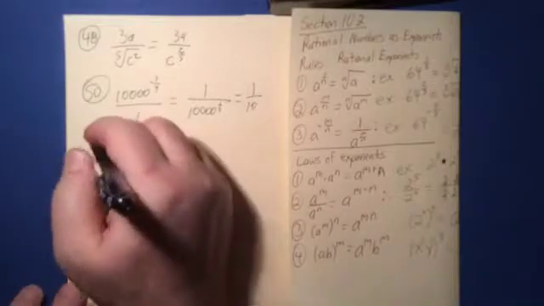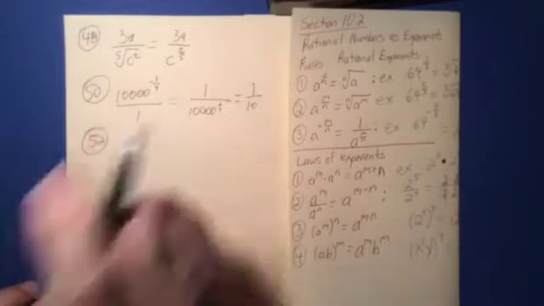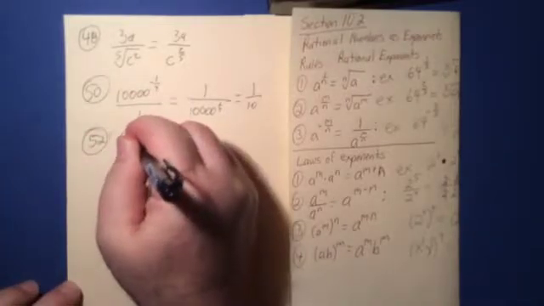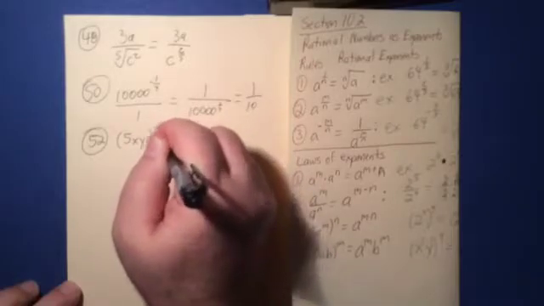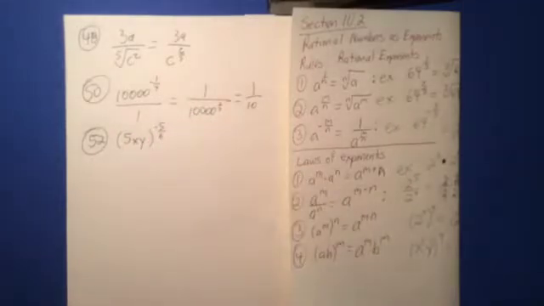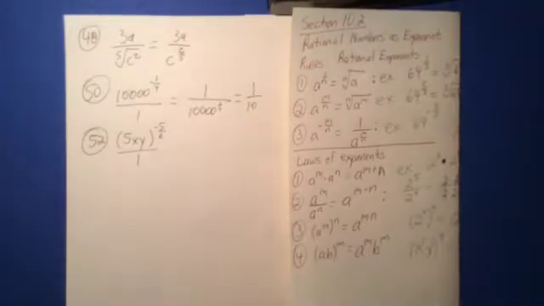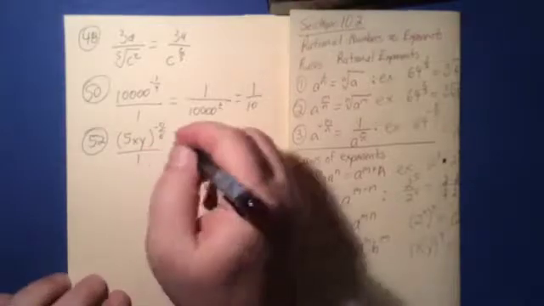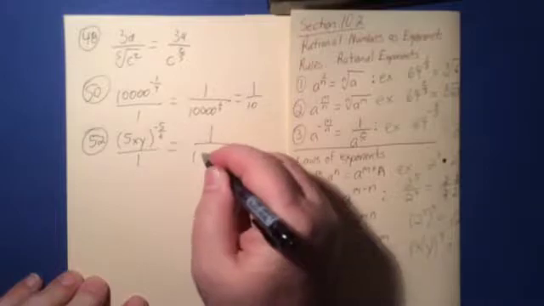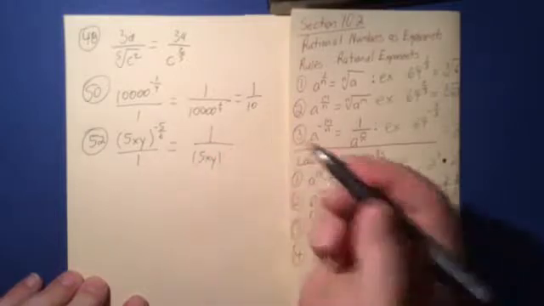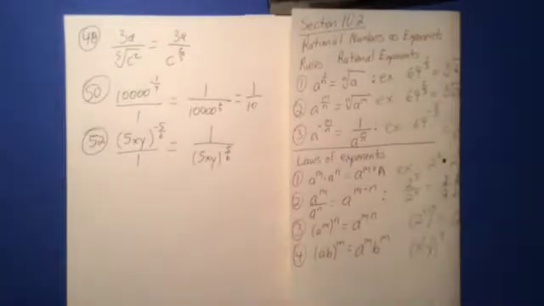Let's take a look at something we're going to simplify a little bit just by rewriting the expression we have in question 52, where this is the quantity 5xy to the negative 5 over 6. All we're going to do with this one is get rid of the negative exponent. There's not much more we could really do. Once I flip it to get rid of the negative on the exponent, I'm going to write this as 1 over 5xy, maintaining the parentheses, to the positive 5 over 6.